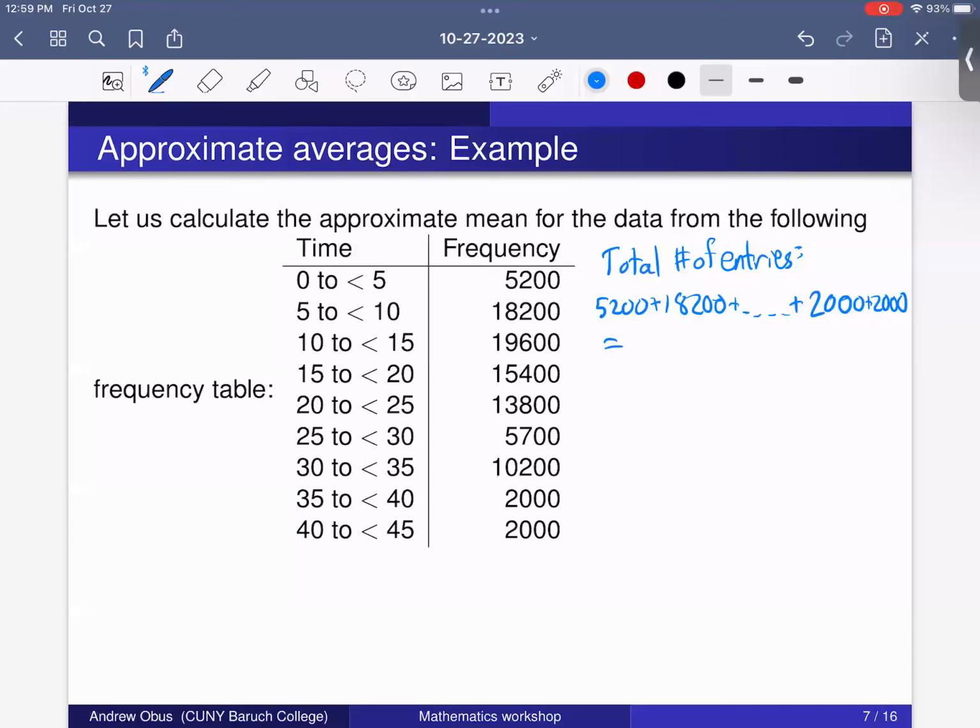So 52 plus 182 plus 196 plus 154 plus 138 plus 57 plus 102 plus 2 plus 220 plus 20. Okay, 92,100. I think that's what I get.